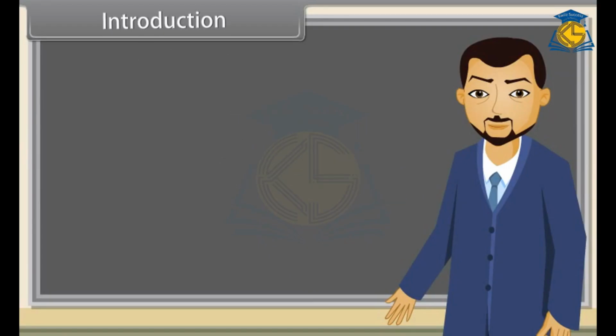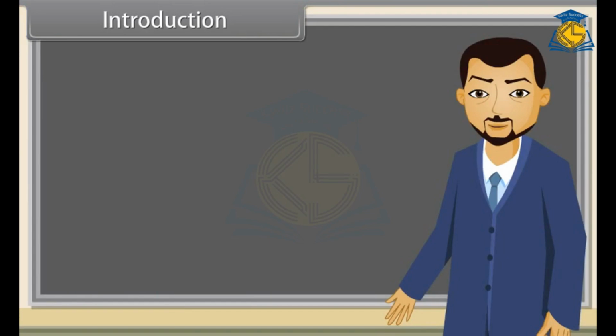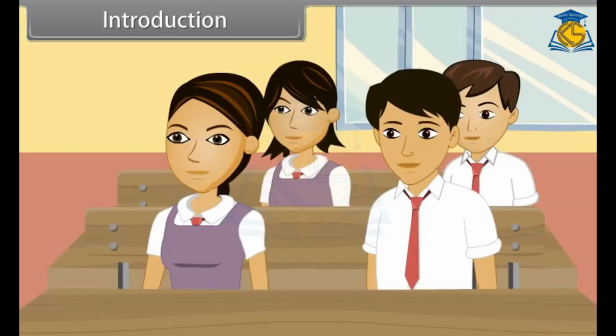Introduction. Students, today we will study a new topic. Before proceeding further, tell me something about carbohydrates. Sir, it gives energy to our body. Good, Ravi. Carbohydrates are the major source of energy for our body in everyday life. Fruits, vegetables, milk, etc. are the major sources of carbohydrates.